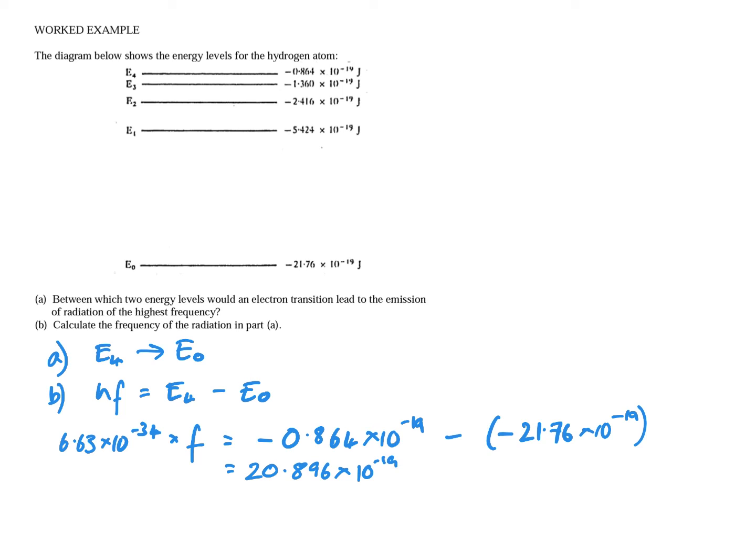Divide both sides by Planck's constant, and you'll get what looks like higher than visible, so it's probably an ultraviolet photon. The frequency of this radiation is 3.15 times 10 to the 15.